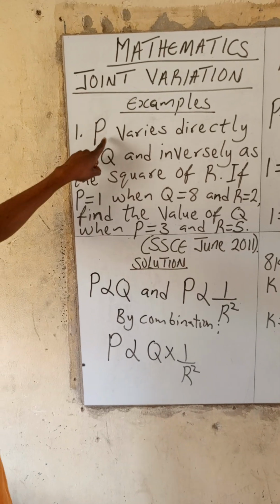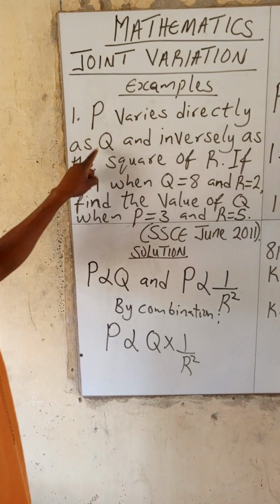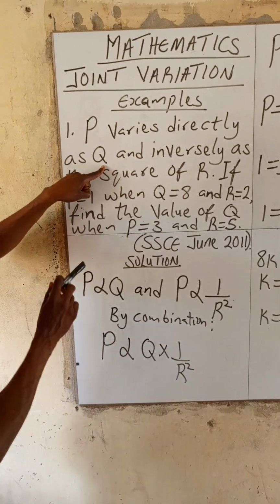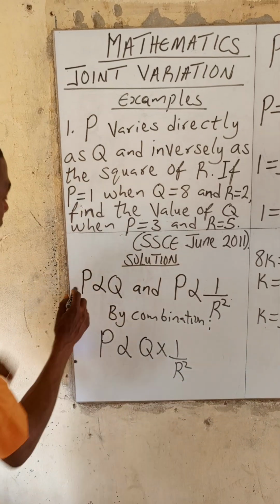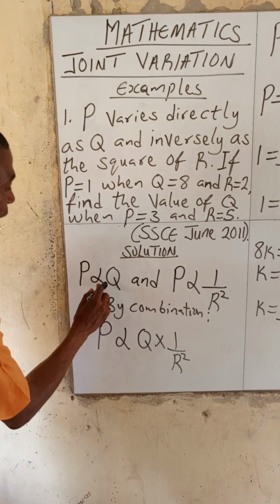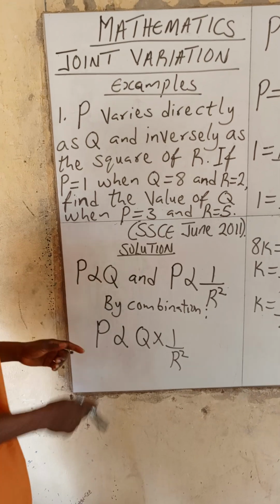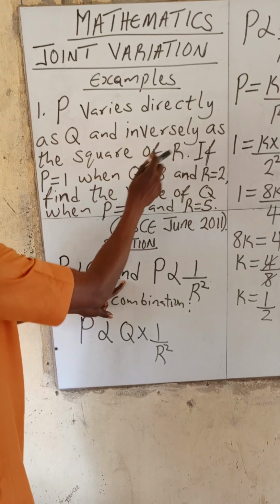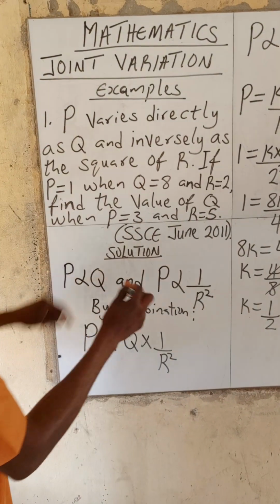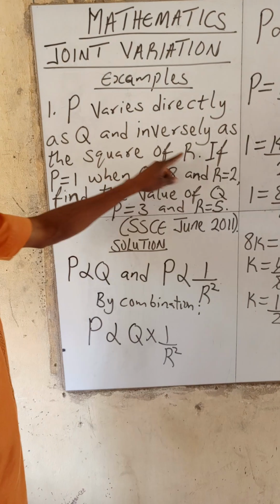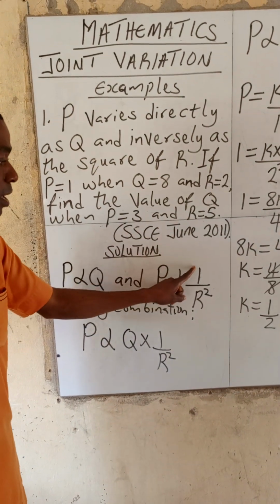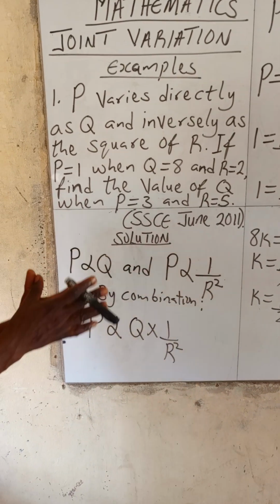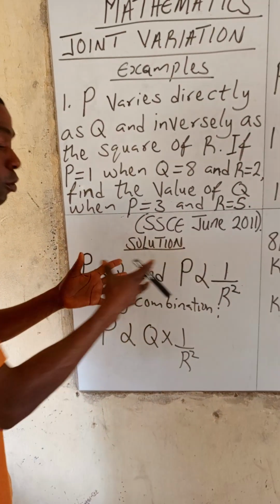It says P varies directly as Q. So remember in our first video we said if we have P varies directly as Q, it means P varies directly as Q. And inversely as the square of R. That means P varies inversely as the square of R, that is 1 over R squared. So we call it joint variation because we are going to join them together.